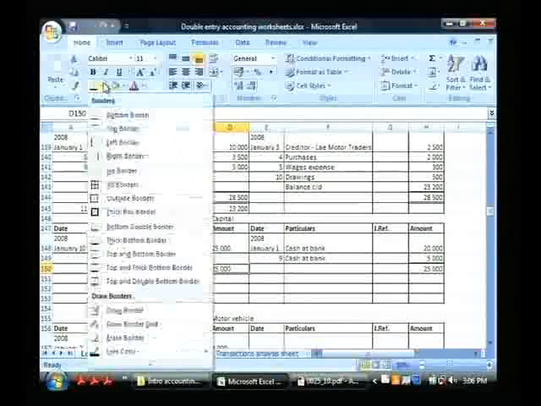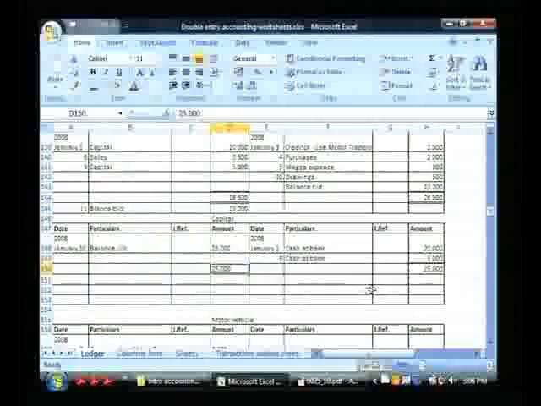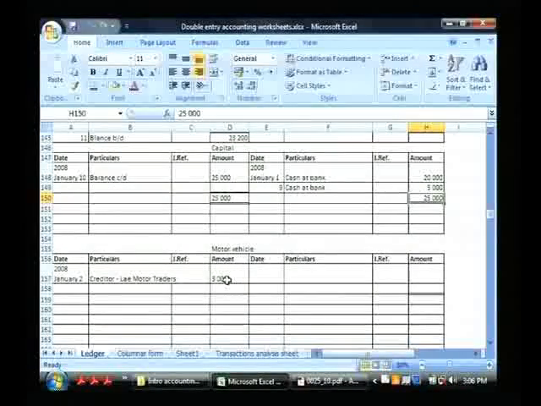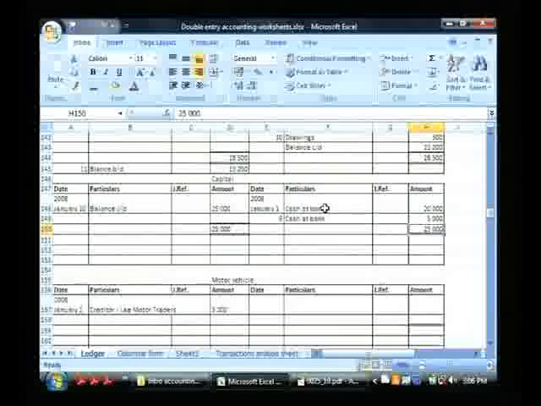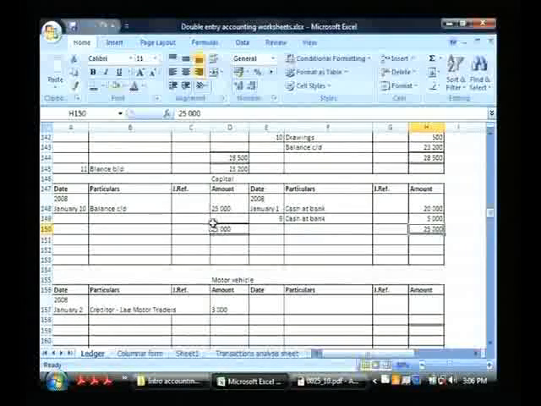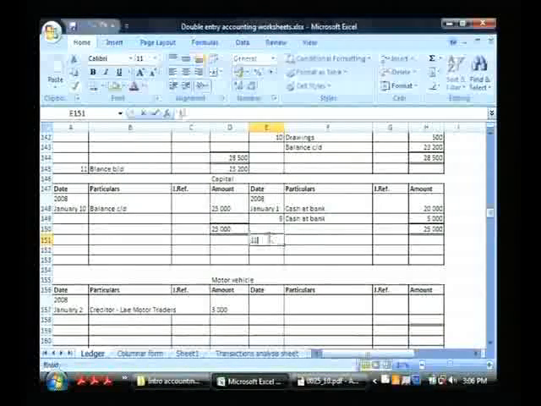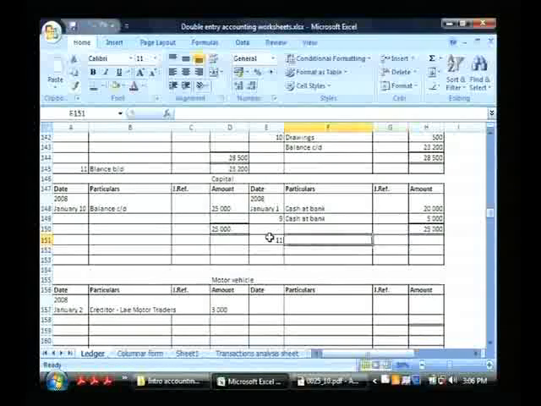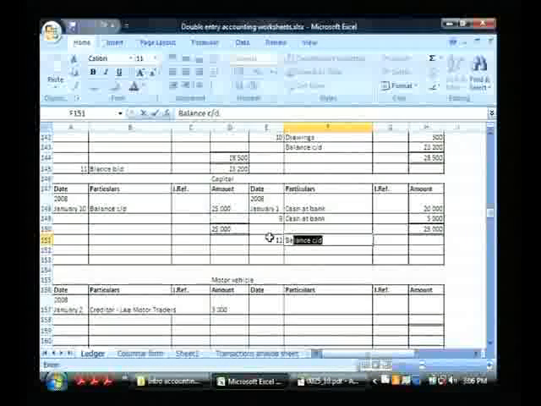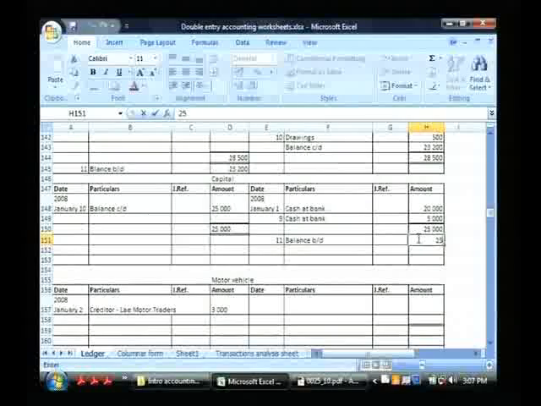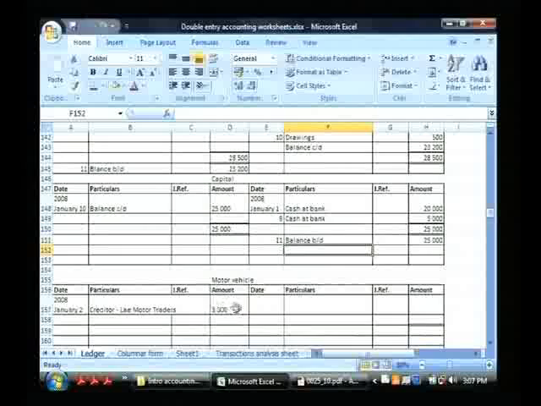Draw lines, both sides. Motor vehicle account, 25,000 here, capital account. Then on the 11th, balance brought down 25,000. So capital account balance is 25,000.